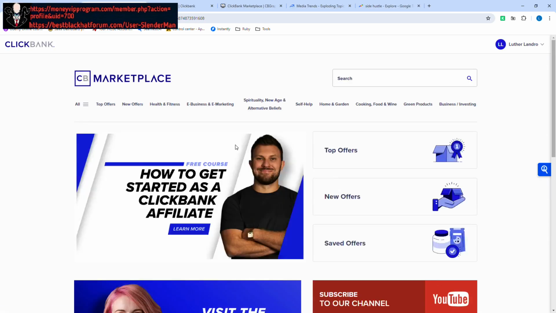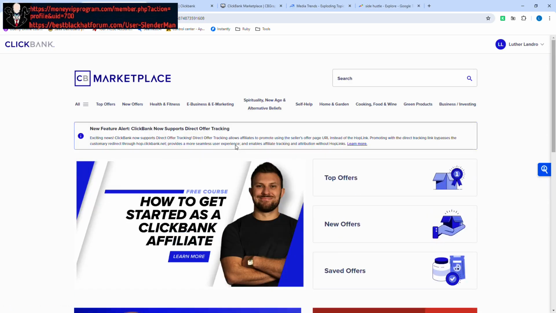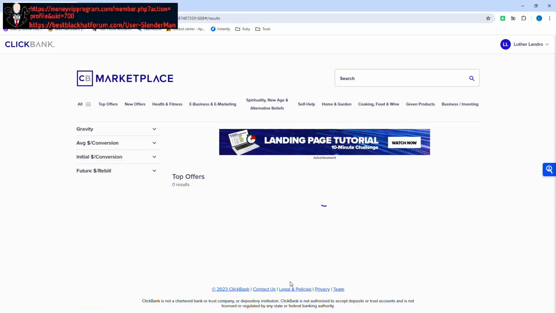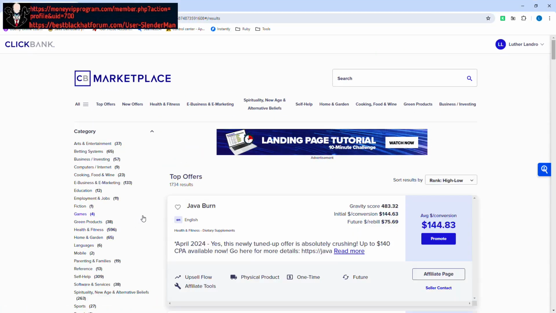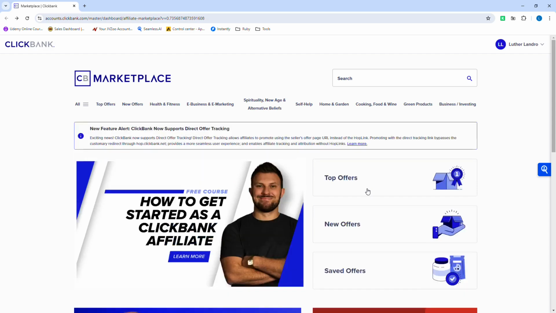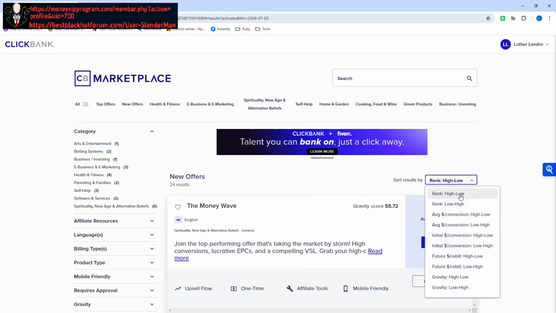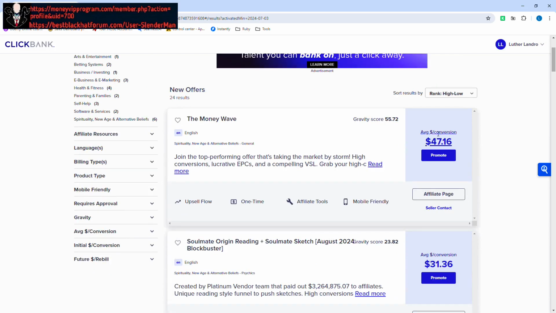Now, you do need an account, right? So that's why we created one. You can look at the top offers here. In fact, let's pull this out. You can look at your top offers here. These are the offers that are currently crushing it on ClickBank. We can go to new offers so you can get an idea of what's coming out, and we can do high to low. These are the new offers that are actually doing some business.